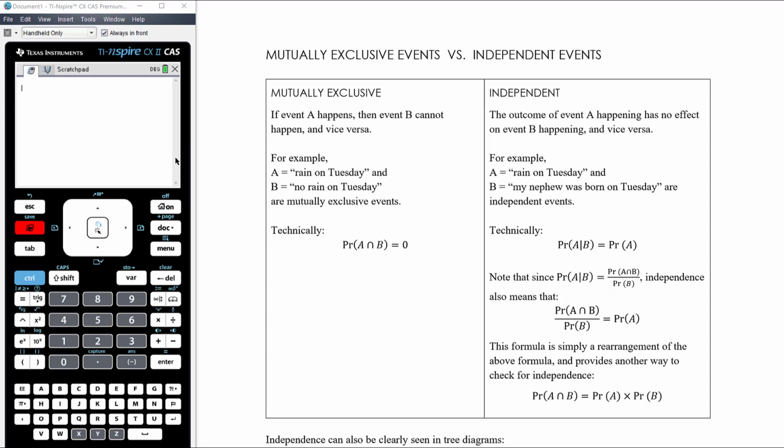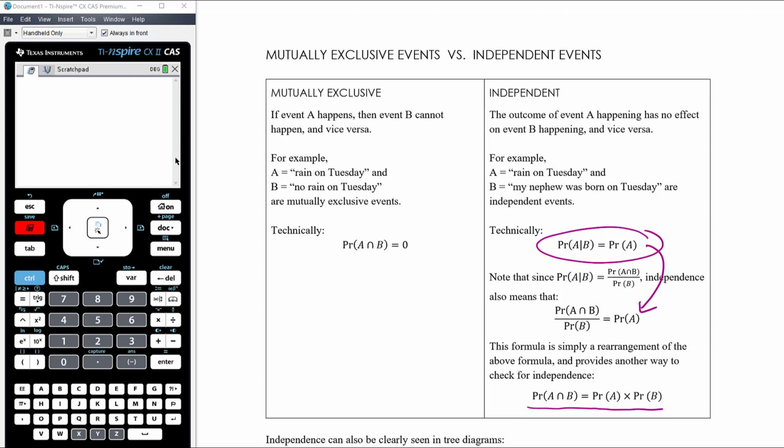So technically speaking, independence is when the probability of A given B is just equal to the probability of A. So that is the probability of A happening given that B has happened. It doesn't matter that B has happened, that just equals the probability of A. Okay. So since the probability of A given B is the intersection of A and B over B, this means that if we have independent events, A given B is just equal to the probability of A. So that means that the intersection divided by B equals the probability of A. And then if we rearrange this formula, we find that when we have independence, the probability of A intersection B is equal to the probability of A times the probability of B.